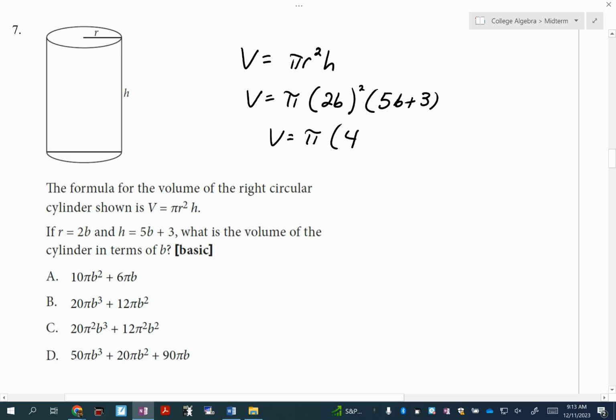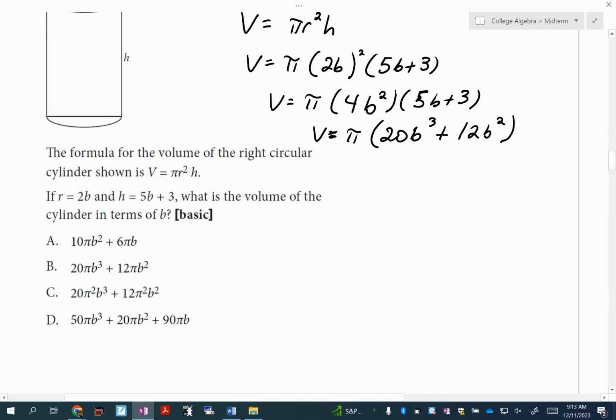Squaring 2 gives me 4. Squaring b gives me b squared. Now I'm going to multiply. Again, my pi is still hanging out. Multiply 4b squared times 5b gives you 20b cubed. And then 4b squared times 3 gives you 12b squared. All right, if you distribute the pi, you should be able to find your answer.